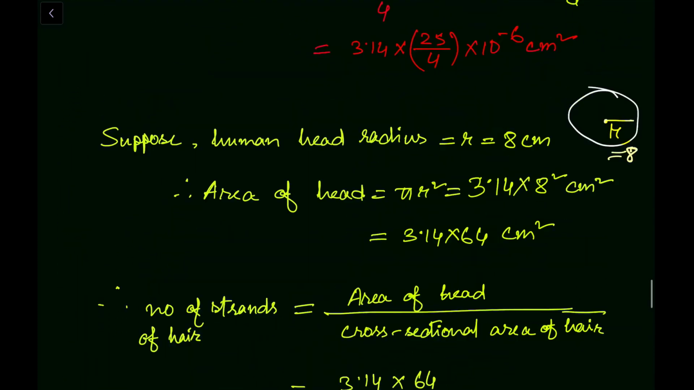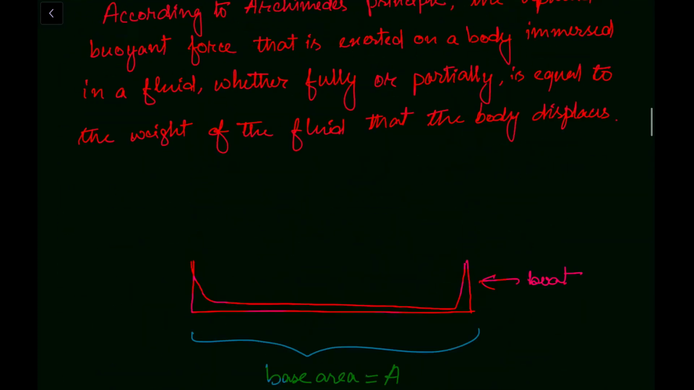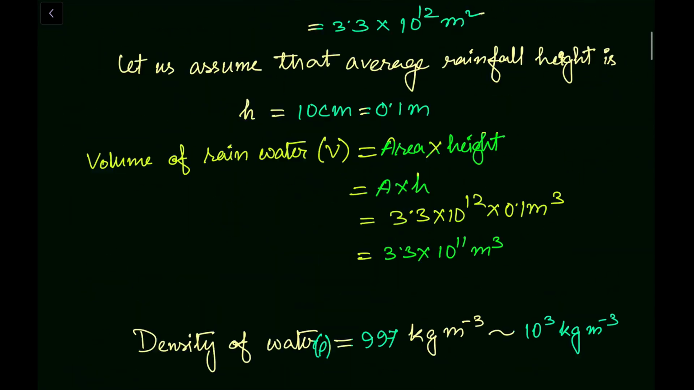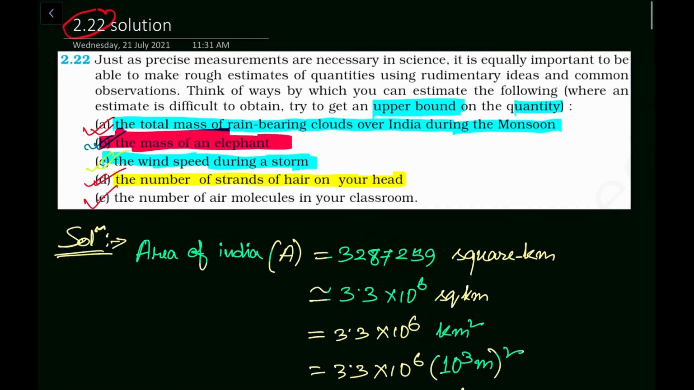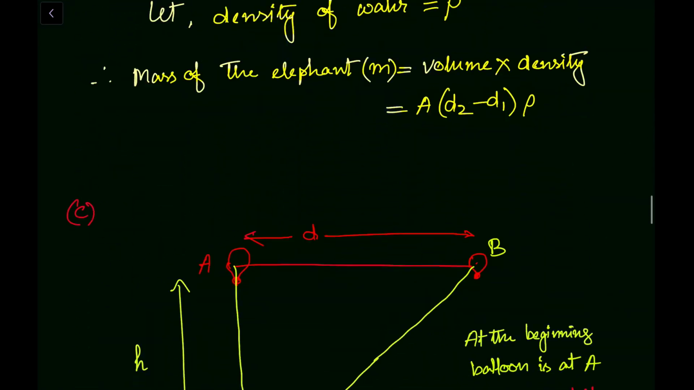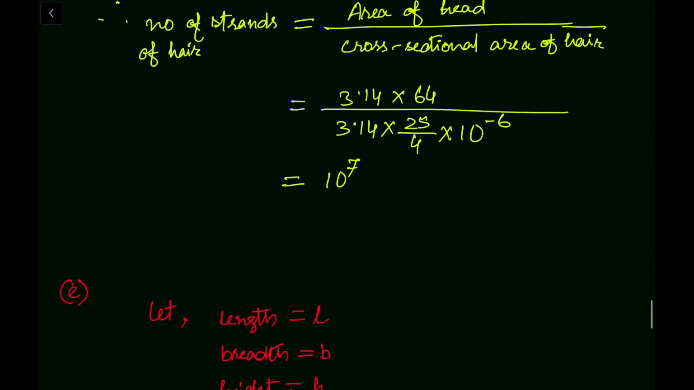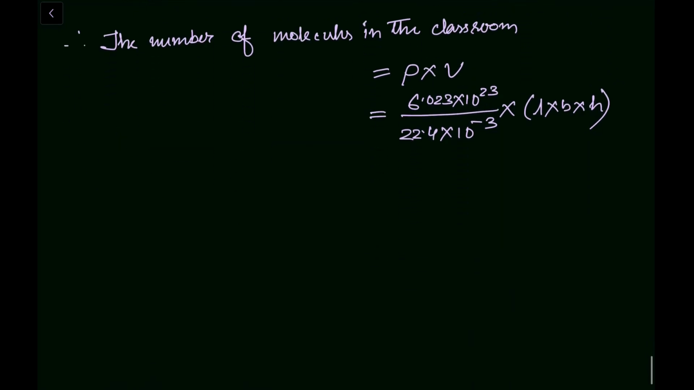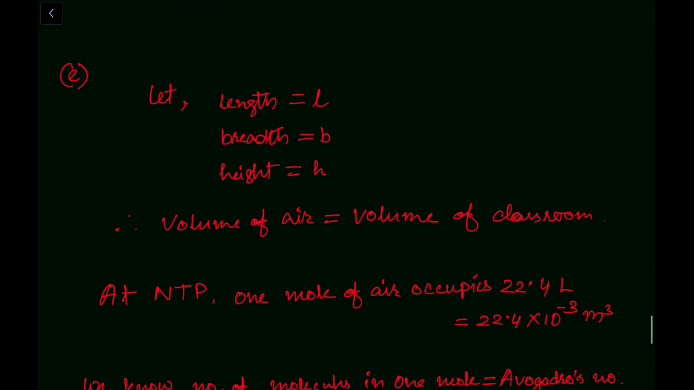Now let us go to the fifth part of this problem, the final or the last part of this problem. In this fifth part of the problem, we have to estimate the number of air molecules in our classroom, in your classroom or in our classroom. Okay, suppose we can assume that the classroom has some length, it has some breadth, and it has some height. Let us assume that the length of the classroom is small l, breadth is small b, height is small h.